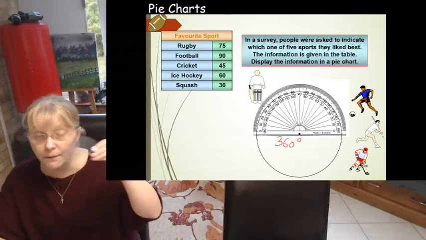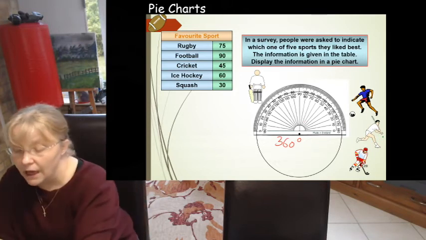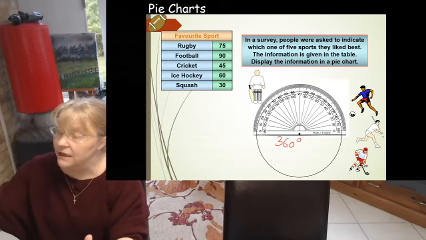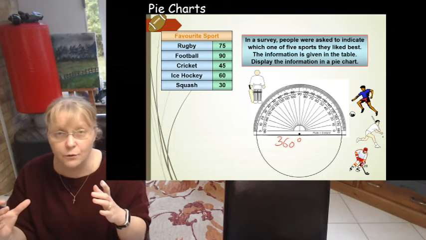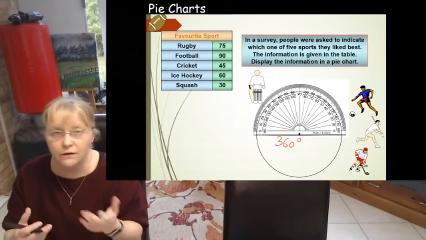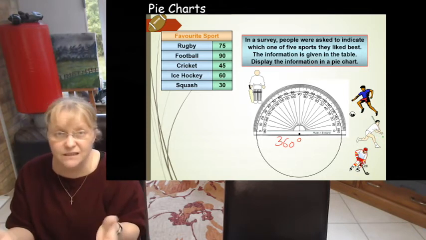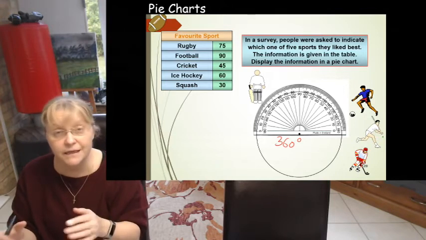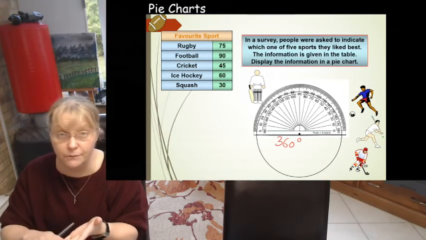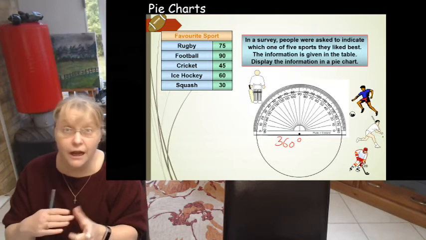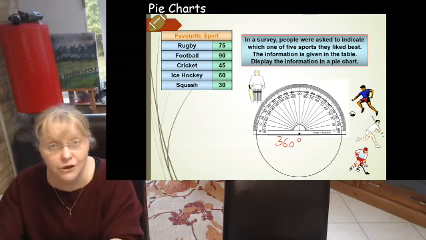Now, to draw out the pie chart, you will need one of these. And the best thing to do is to get a box of maths equipment, and you can buy this from any local supermarket or Amazon or something like that. It doesn't matter as long as you have your protractor, your compass, a ruler, usually a rubber, and a sharpener.